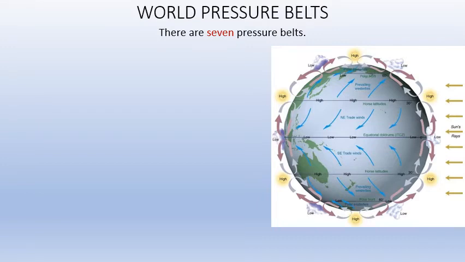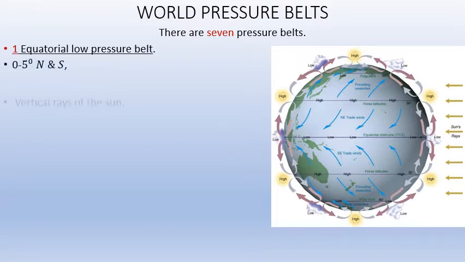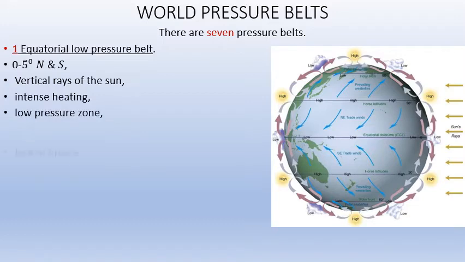Okay, now we'll be moving into all the 7 pressure belts. Pressure belt number 1, equatorial low pressure belt. On the equator we have high temperature, so we have low pressure. It lies between 0 to 5 degrees north and south. Vertical rays of the sun fall here. Because of the vertical rays of the sun, there is intense or very high heating.